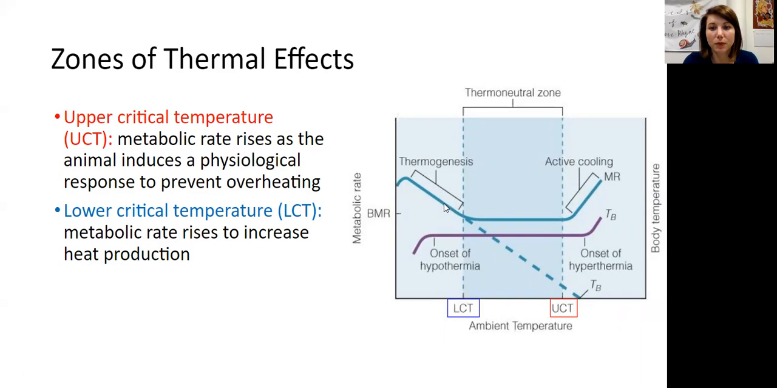We see something similar happening on the other end here, where the metabolic rate starts to increase and we have thermogenesis, or shivering. And the body is trying to produce a whole lot of heat. That works for a little while, this line stays flat. And then there's a point where it's just not going to work anymore. And at that point, we have hypothermia, and the animal will die on that end as well.